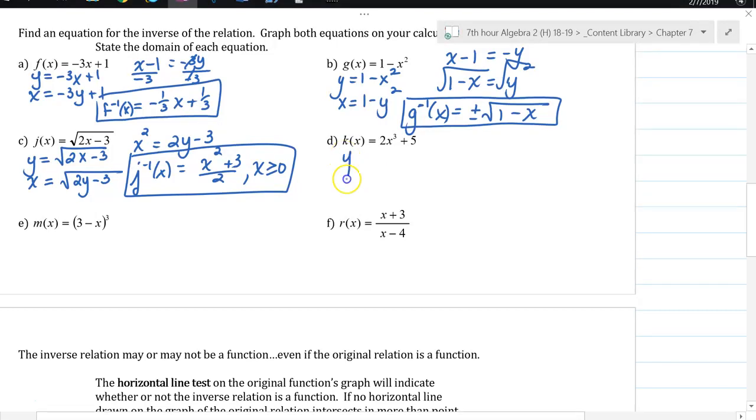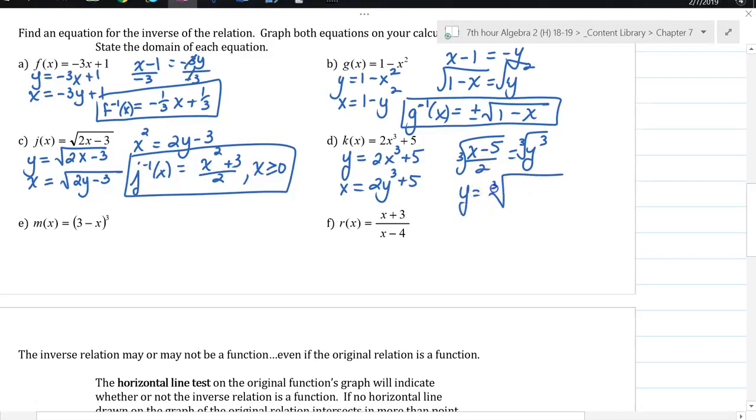Okay, we're going to do one more. So k of x equals, we're going to make it y equals 2x cubed plus 5. And I'm going to switch the x and the y. So x equals 2y cubed plus 5. I'm going to solve for y now. So I'm going to subtract 5 and divide by 2. And after that, I need to take the cube root of both sides. So I'm going to write y equals the cube root of (x minus 5) all over 2. Not really concerned about simplifying here. And instead of calling it y, we're going to call it k inverse of x.